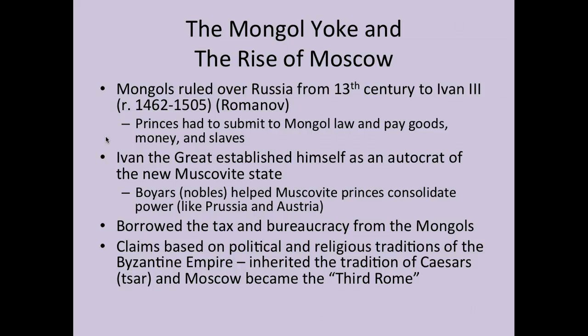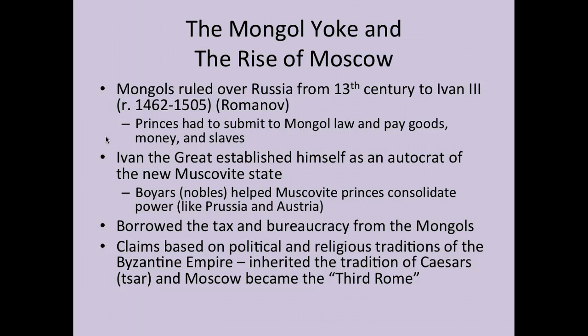Russia until the 1460s was completely dominated by the Mongol yoke. Yoke means an oppressive power. So Muscovy, which will become Moscow, eventually rose up to oppose them. Ivan the Great, Ivan the Third, same guy, established himself as an autocrat, a self-ruler, like I have the power to rule, so I'm just going to be the ruler, of the new Muscovite state.